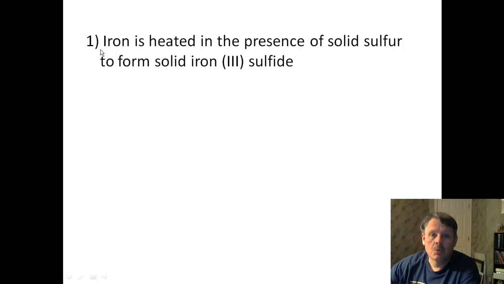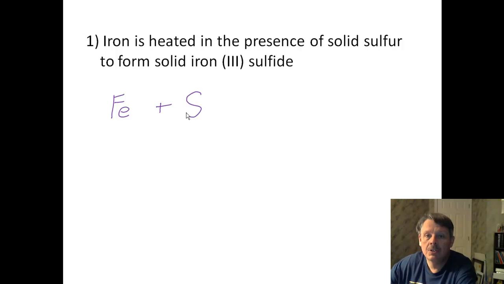Right? So when we look at number 1, we're talking about iron, which is Fe. And it's heated in the presence of sulfur, and it's a solid. And it forms iron 3 sulfide. So that's Fe, and sulfide is S, and it's iron 3. So iron has a 3 plus charge, and sulfur has a 2 minus charge, so they crisscross. So it's Fe2S3, and it tells you that it's a solid. So you put that there and start this off at least as a solid. Okay?